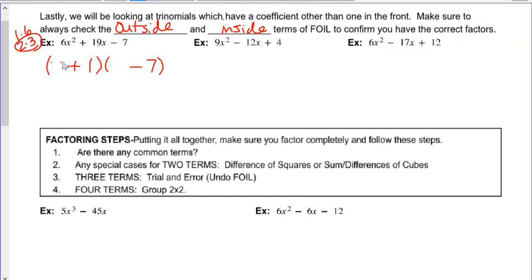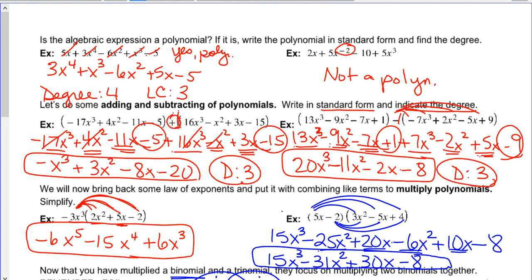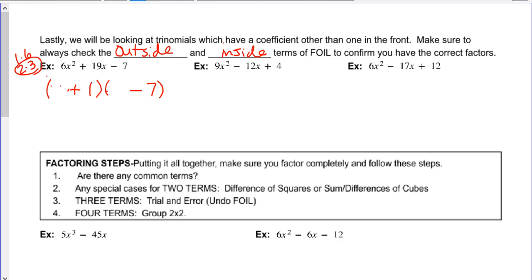If this was 2x and that was 3x over here, then this. Okay. Then we want to switch those. So let's try 3x here and 2x here. Let's see if that works. Okay, again, use your pencil. You want to check the outside and the inside.